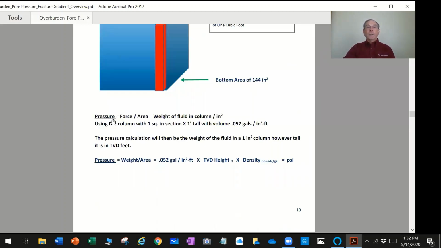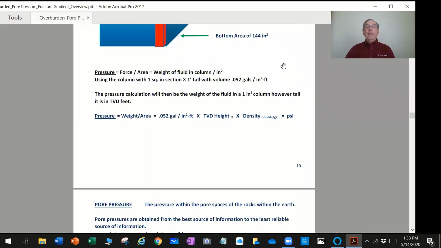So the pressure is force divided by area, which can also be thought of as the weight of the fluid in that square inch column, in PSI, pounds per square inch. So using the column with 1 square inch cross section and 1 foot tall with a volume of 0.052 gallons per square inch foot, we can calculate the pressure for a column of any height and any density of fluid. The pressure will then be the weight of the fluid density, like pounds per gallon, in a 1 square inch column, however tall it is in TVD feet. So the pressure equation is weight divided by area, and our area is 1 square inch. It's going to be 0.052 gallons per inch squared foot times the TVD height in feet times the density in pounds per gallon, which will give us the PSI pressure.